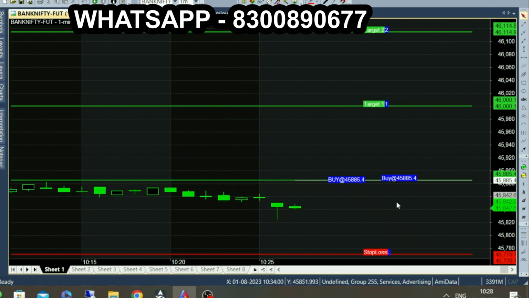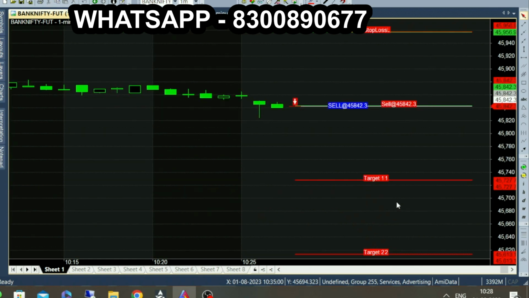After 10:25, a new call, first fresh call generated, sell call. So red color candle open. Sell at 45,842, our trading point, entry point line. That straight white line from red color candle is our entry point line. Below are our first target and second target lines. The line above is the stop loss line.